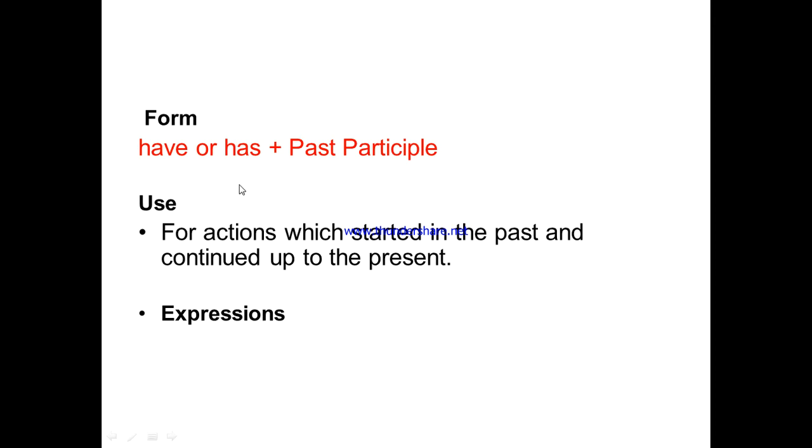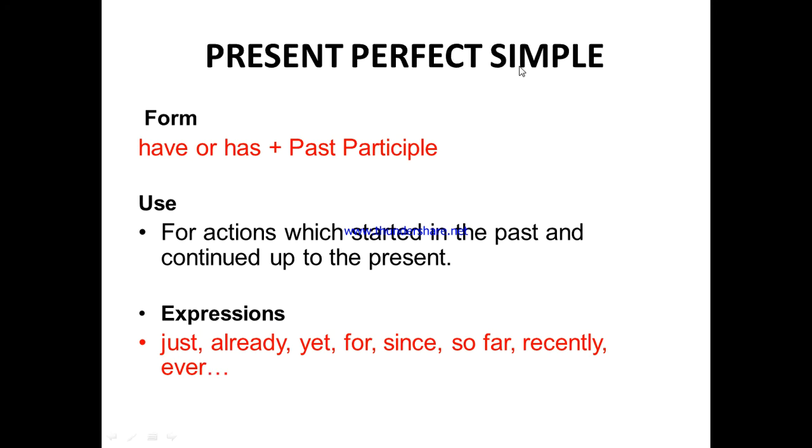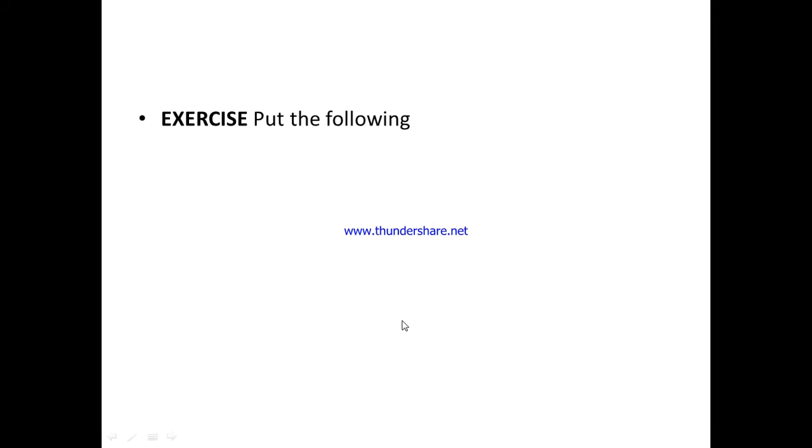The expressions we use in this tense are just, already, yet, for, since, so far, recently, ever, etc. Okay? This tense is the present perfect simple. In the form we have have or has plus past participle, plus the expressions just, already, yet, for, since, so far, recently, ever. For and since must be followed by a time: for plus time, since plus time. Okay? We have an exercise, an example for mixed tenses. For this tense, sorry, for the present perfect simple. The first example.